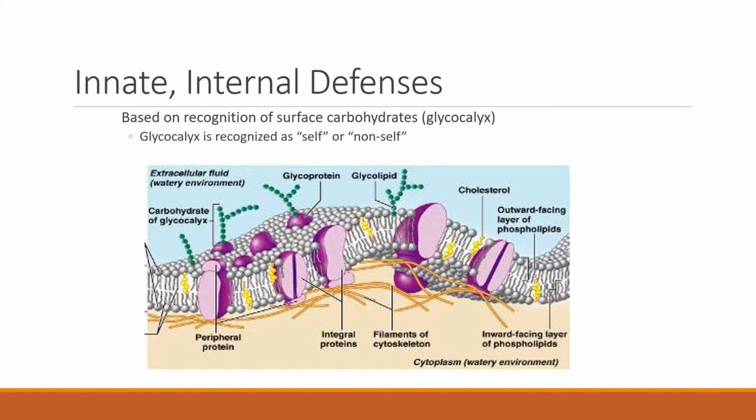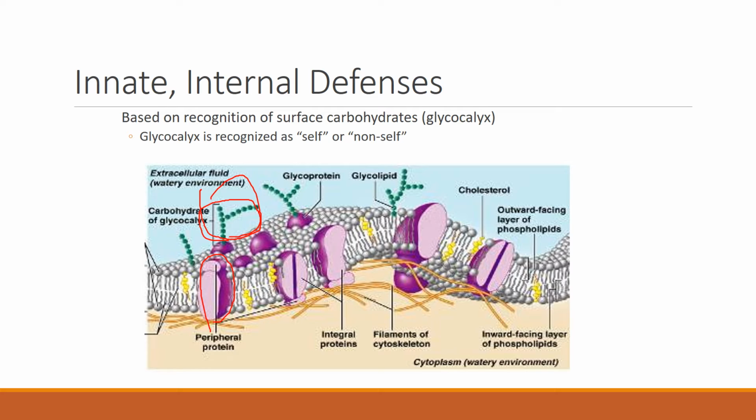So in this picture, what we're looking at is the plasma membrane, and what actually detects the different substances as being foreign or not are going to be the glycocalyx. These are extensions of carbohydrates that come off of proteins. Here the purple is representing a protein, and then the green represents just another carbohydrate.